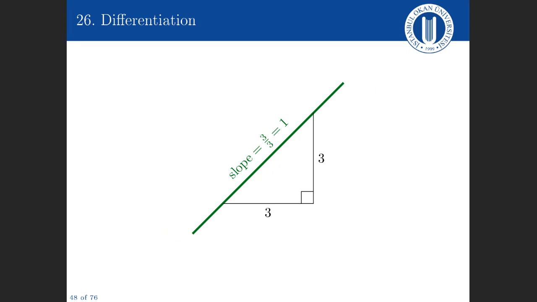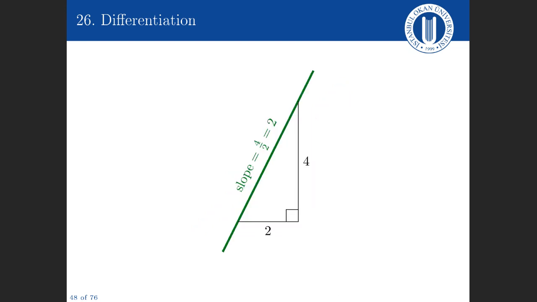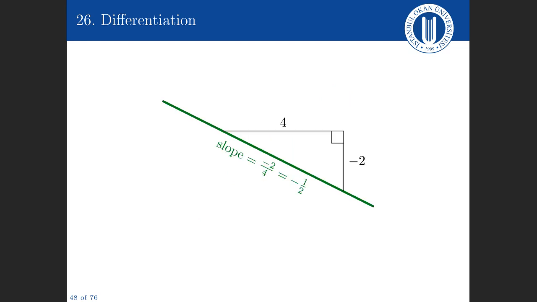This line has slope 1, because as we go forward 3, we also go up 3. This line has slope 2. This line is going downwards. We go forward 4, we go down 2. To show we're going down, we use minus 2. And to calculate the slope is minus 2 divided by 4, or minus a half. Negative slopes mean going down, positive slopes mean going up.